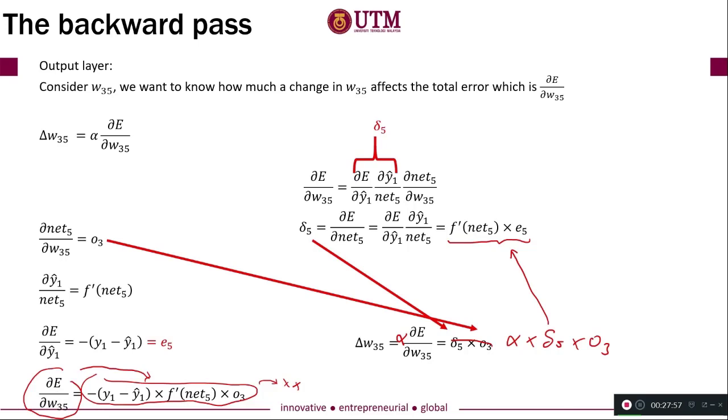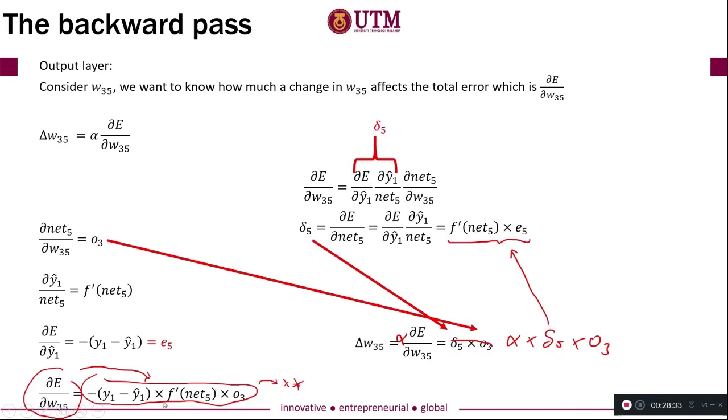But I just added a few notations, which are E5 and delta 5. I define that my delta 5 is equal to del E over del net, and this actually comes from here. After some replacement and manipulation, I find that the updater of W35 is equal to this one, which is the same thing, and I'm using this notation delta 5, not using this one anymore.